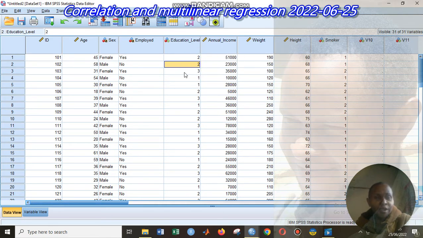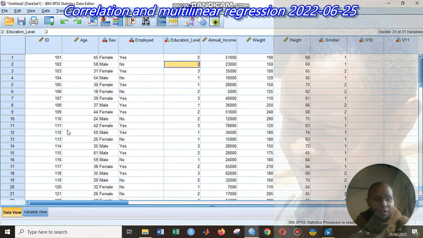So today we are going to look at how to find correlation in SPSS and how to estimate the regression analysis among many variables.